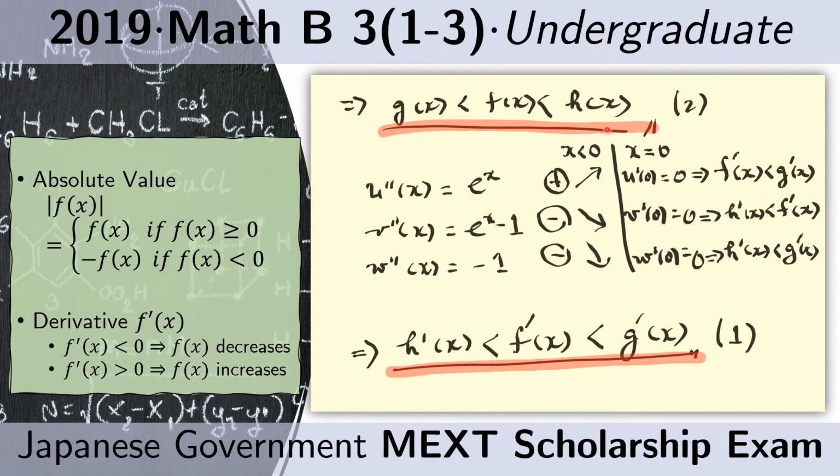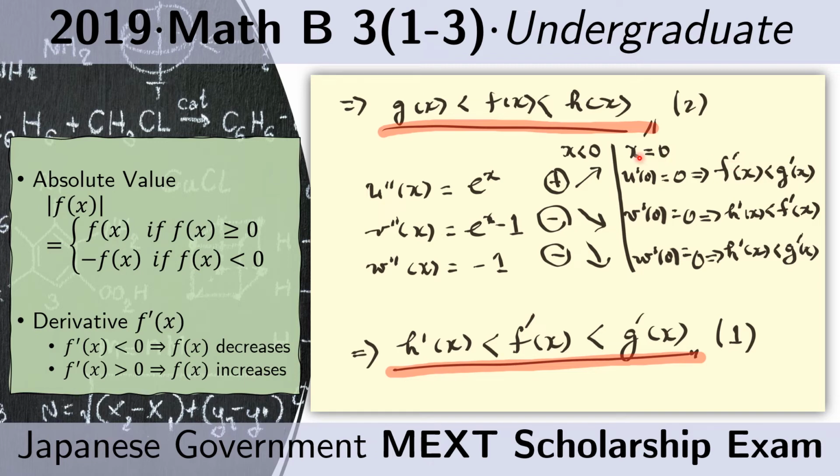Here we just write the conclusion that we obtained from the previous slide, and actually this is number 2 on the questionnaire. Next, we will try to compare the derivatives f prime, g prime, and h prime, and we will employ the same strategy.